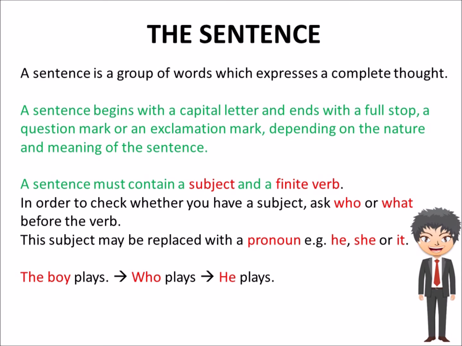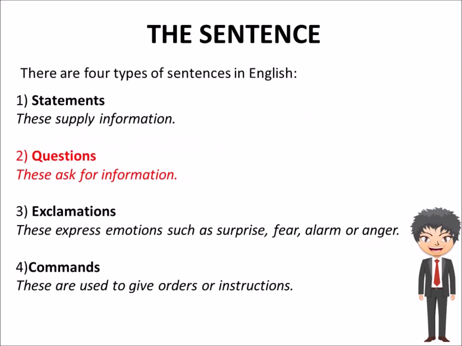In order to check whether you have a subject, ask who or what before the verb. This subject may be replaced with a pronoun, for example he, she or it. The boy plays. Who plays? He plays. There are 4 types of sentences in English.